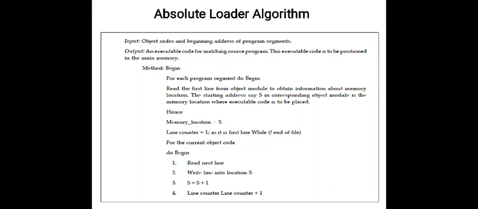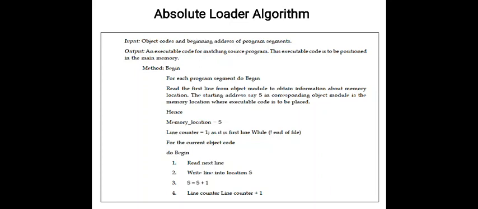So now let's understand the algorithm of an absolute loader. For the absolute loader, the input is the object codes and the beginning address of the program segment, and the output is an executable code matching the source program. This code is to be positioned in the main memory. Whatever I am speaking about as input and output is depicted very clearly in our previous diagram, represented in the form of a segment and your object code there.